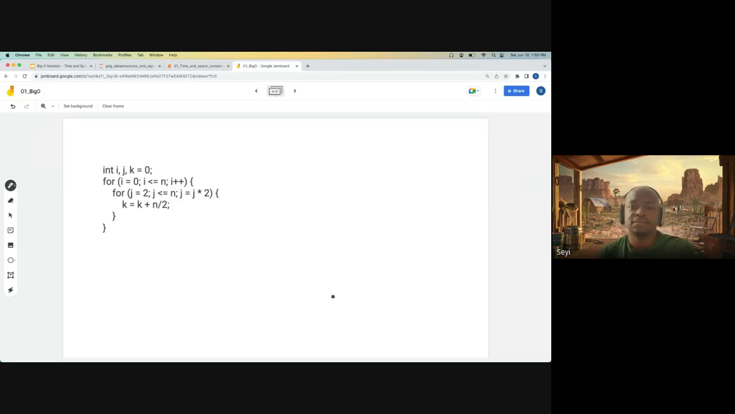Okay. In this case, this is pretty familiar. We just have 3 assignment statements. In this case, we know that we have 1 initialization, 1 comparison, and 1 increment. We are doing this n times. Now, how many times are we doing this in the inner loop? If you notice here, we start from j equals 2, j less than or equal to n, and j is j times 2.